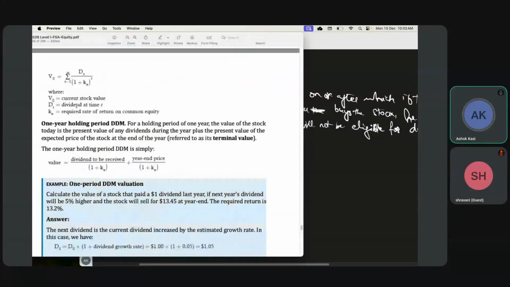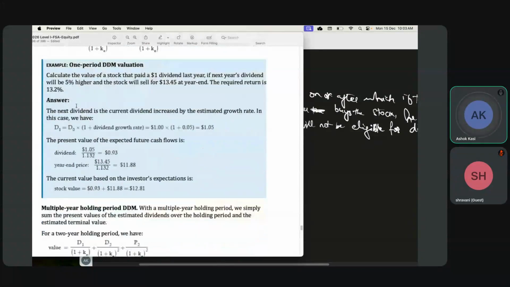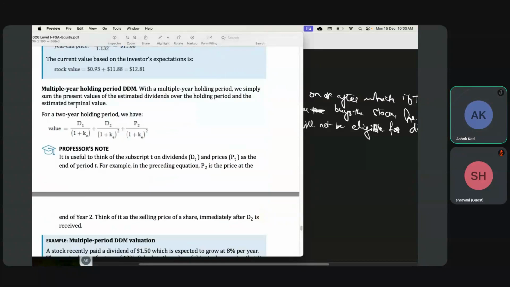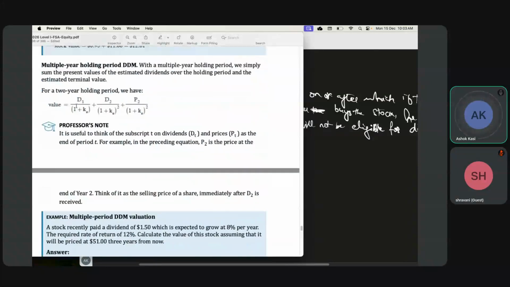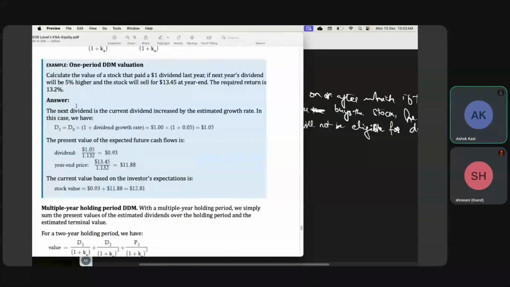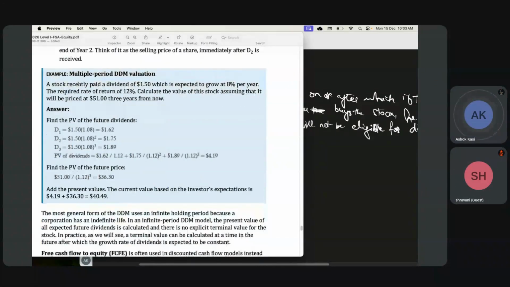Okay, now here comes the sum. Just go through the question. You want me to explain this sum? No, sir, it's fine. Okay, I'll do this sum. Just go through the question. Done, sir.